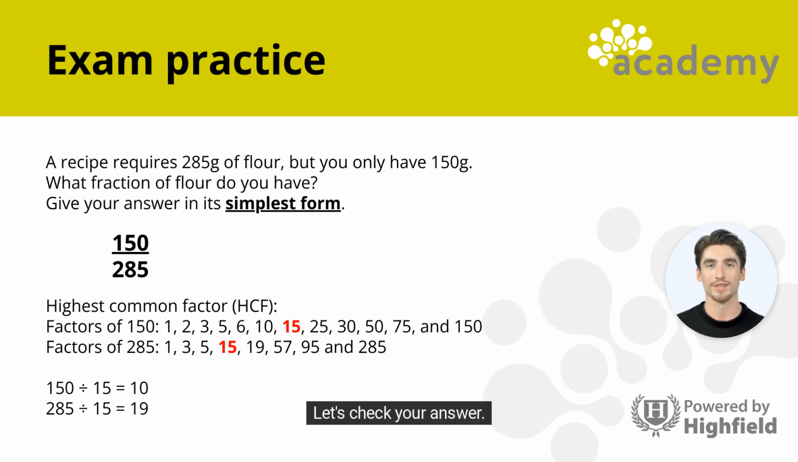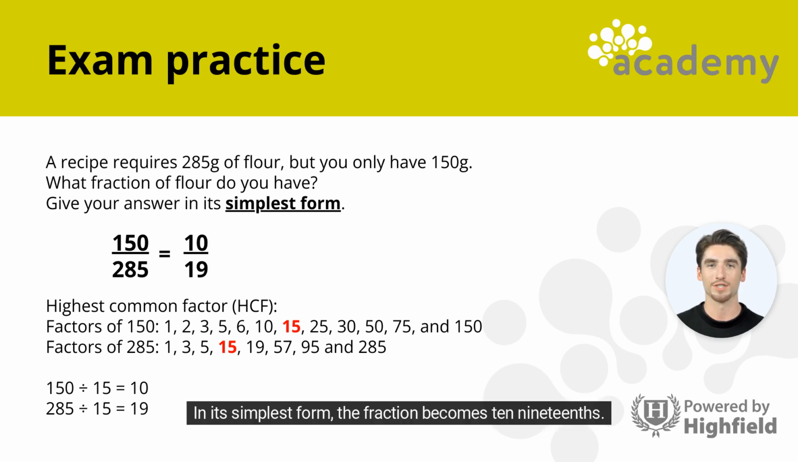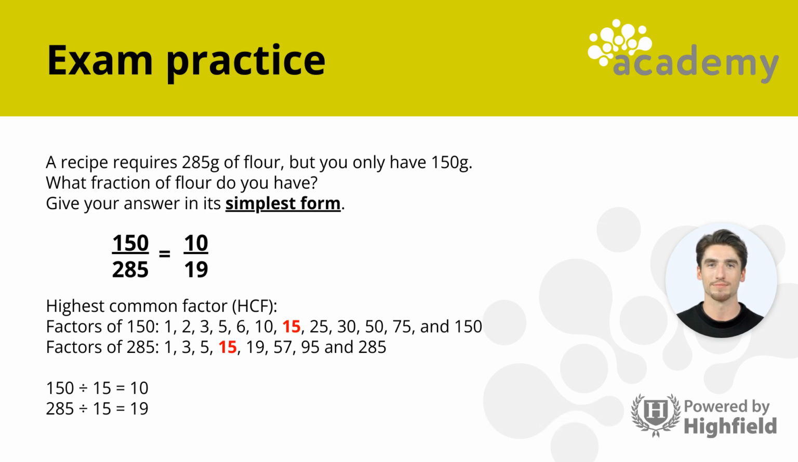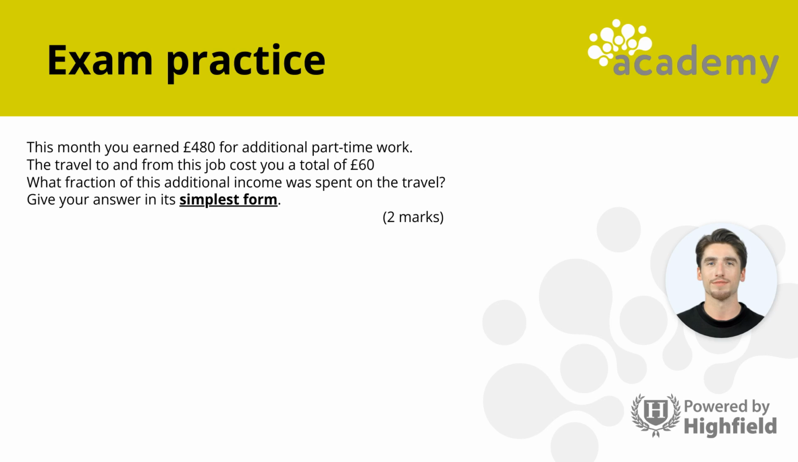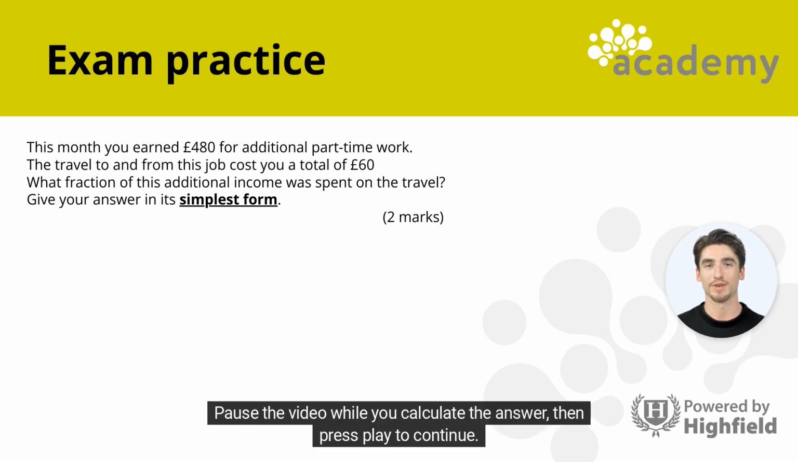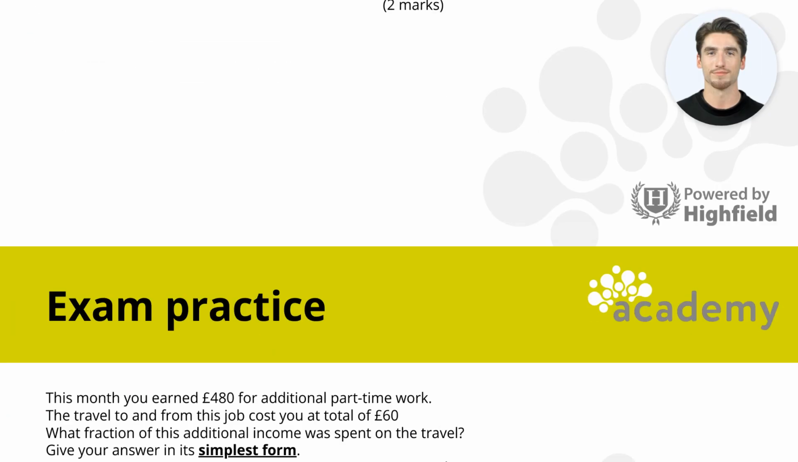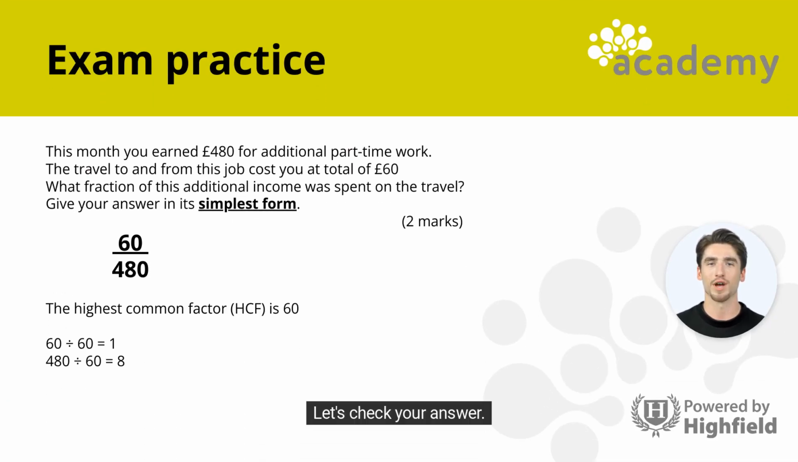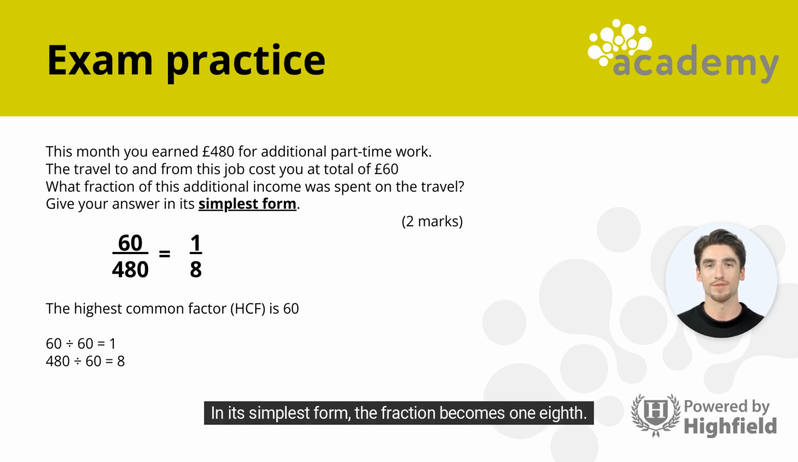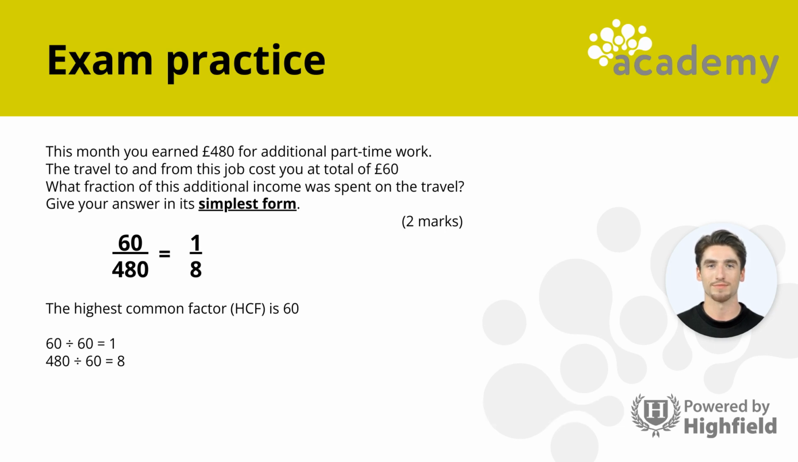Let's check your answer. Did you get it right? In its simplest form, the fraction becomes 10/19. Let's take a look at another question. Pause the video while you calculate the answer, then press play to continue. Let's check your answer. Did you get it right? In its simplest form, the fraction becomes 1/8. 1/8 of the money was spent on travel.